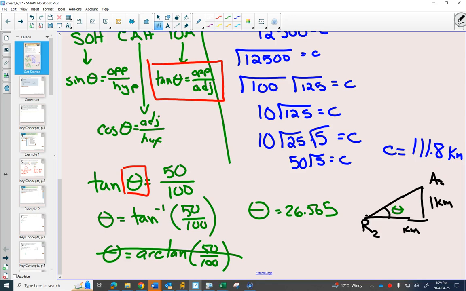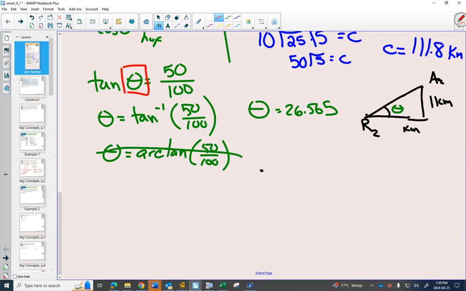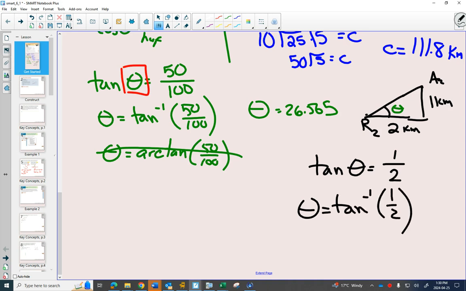So we set everything up the same way. It would be tan again, right? Tan of theta, opposite 1 over adjacent 2. And then you want to find theta, so you have to do tan inverse. 1 divided by 2. And you go to your calculator, and it has it memorized as well. And it memorized it to be 26.565 again.